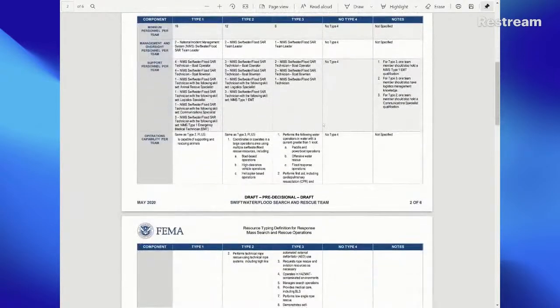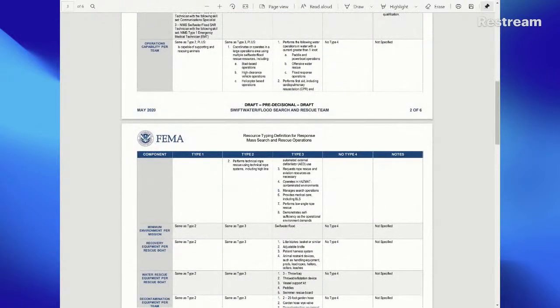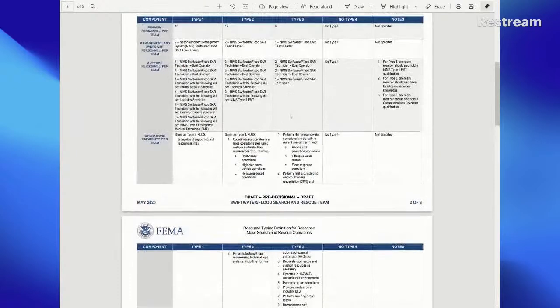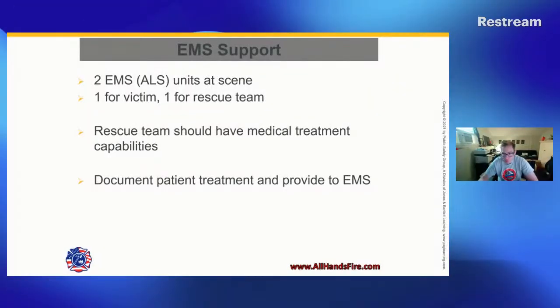So this is having a good understanding of the operational capabilities per team. I need to have an AED, that type 3 team. So if you don't know, these things were not designed in a vacuum. They looked at the response and they determined that this is what we should have. So go and use that as a resource. Encourage your leadership to look at that.